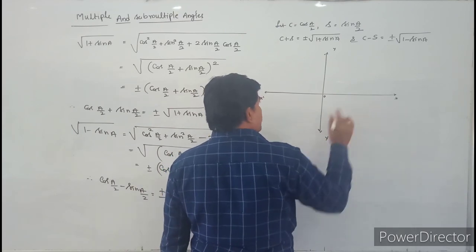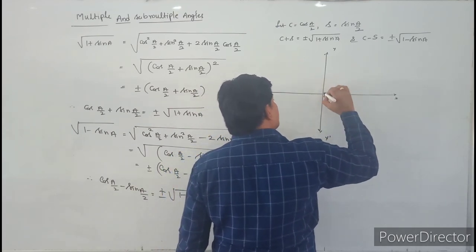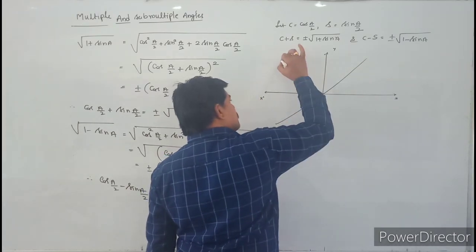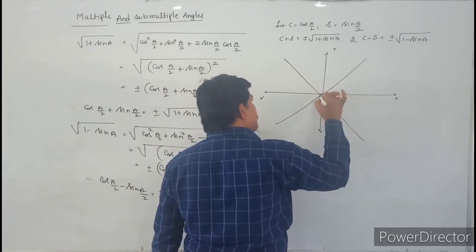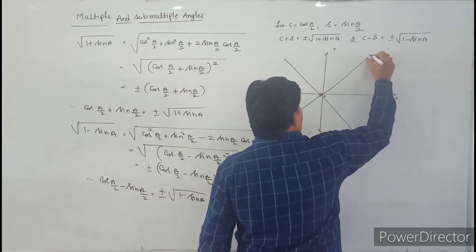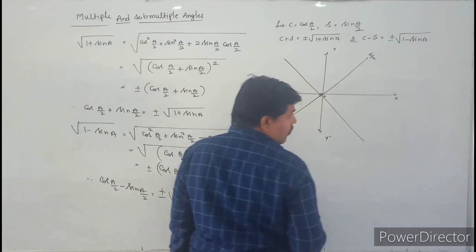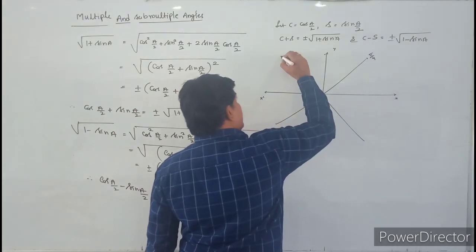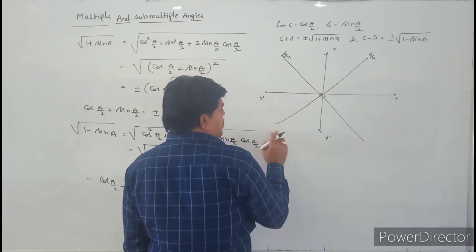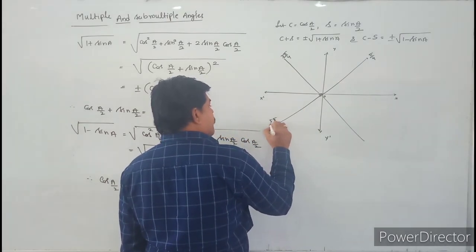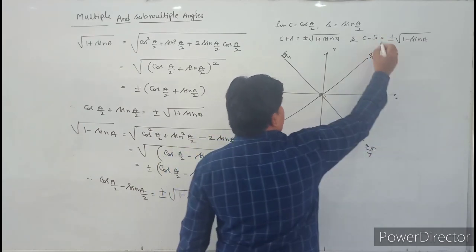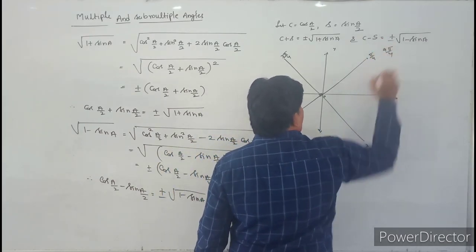So what we will take here? This angle is nothing but what? I am dividing the total into 8 parts. So what is this angle? This angle is pi by 4, and this angle is pi plus pi by 4, which is 3 pi by 4, and this angle is 5 pi by 4, and this value is 7 pi by 4, and this angle is 9 pi by 4.